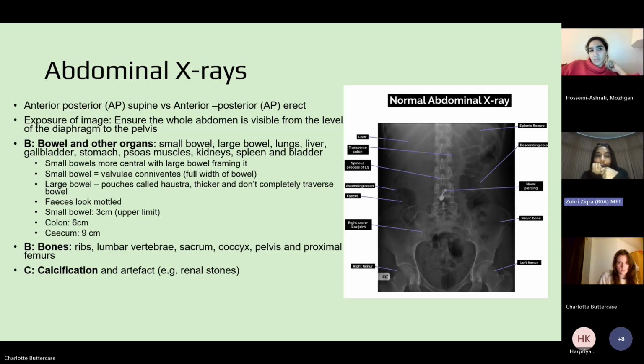And then the main thing is make sure you know your upper limit. It's 3, 6, 9, isn't it? So small bowel, the upper limit should be 3 centimeters. Colon, 6 centimeters, but your cecum has an extra bit of width to it. It can be up to 9 centimeters. So if you're looking for bowel obstruction or anything enlarged, your limits are 3, 6, and 9, which is a good set of numbers to remember. Then look at your bones if you have time.